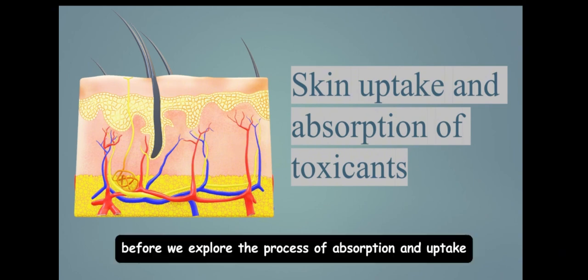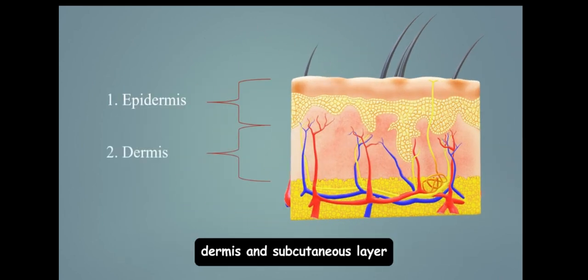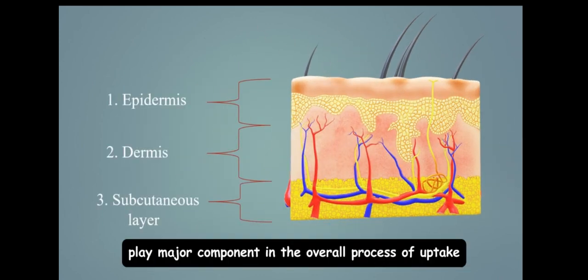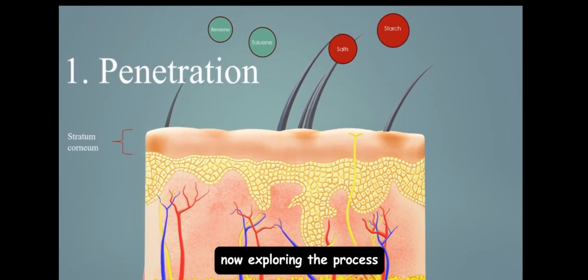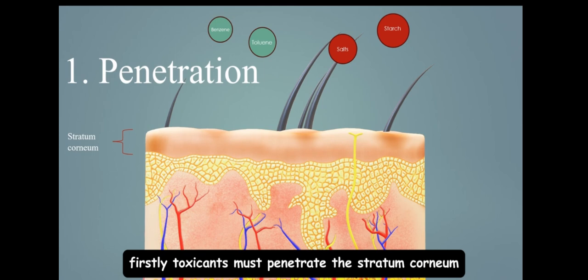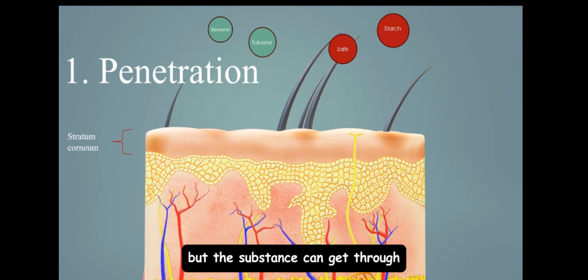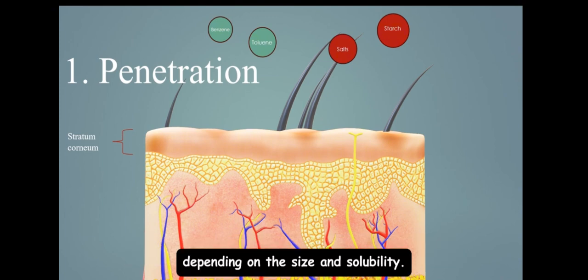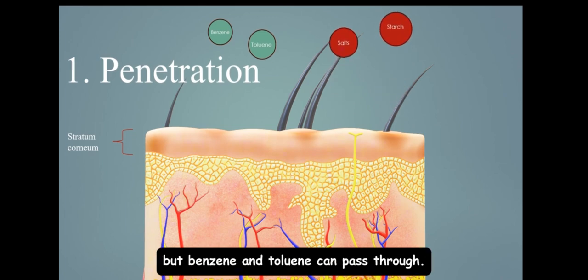Before we explore the process of absorption and uptake, there are three main layers of skin, which are epidermis, dermis, and subcutaneous layer. The first two layers play a major component in the overall process of uptake and absorption of toxin. Now, exploring the process. Firstly, toxin must penetrate the stratum corneum, the outermost skin layer. This layer acts as a barrier, but a substance can get through, depending on their size and solubility. For example, salt and starch cannot pass through, but benzene and toluene can pass through.